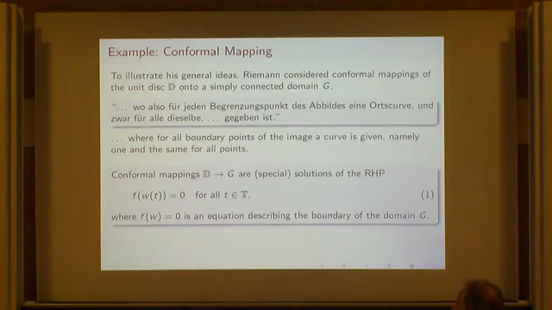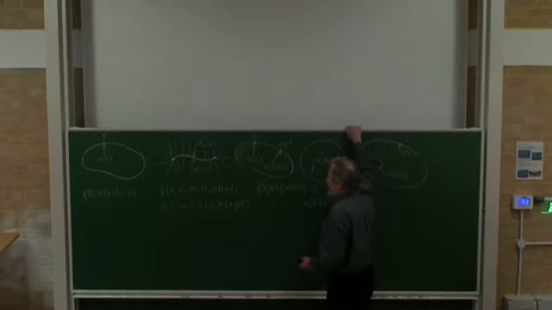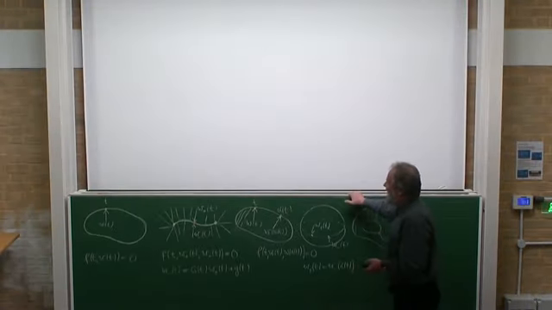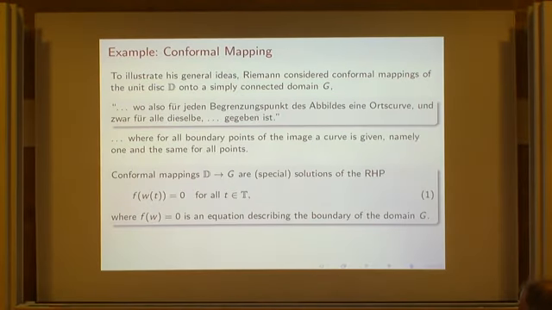He says this is a Riemann-Hilbert problem, where all boundary conditions are the same for every boundary point, which in some sense expresses the fact that the boundary of the domain of the unit disk is mapped onto the boundary of the range domain.